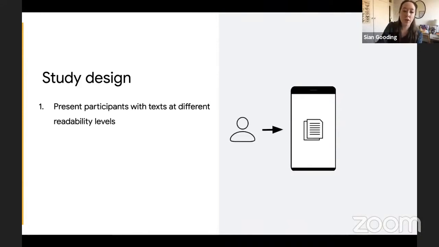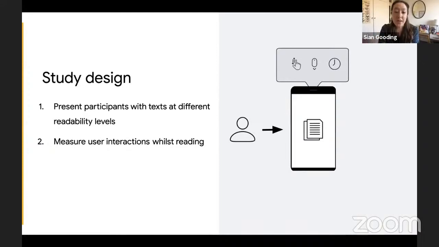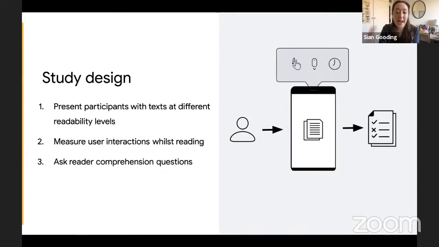First, participants are presented with text at different readability levels. We only focus on two levels: advanced text and elementary. As the participants read the text, we measure a bunch of interactions, which I'll explain shortly. And then finally, once they've read the text, they're asked a set of comprehension questions. They get presented with two texts randomly, one more difficult than the other, and they answer some questions after each text that they've read.